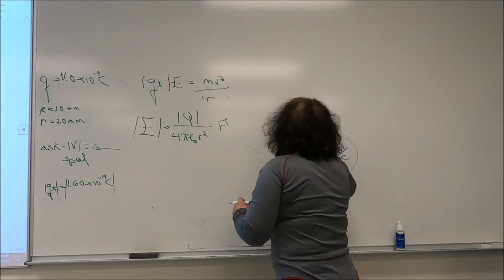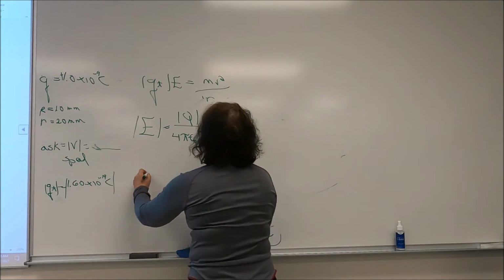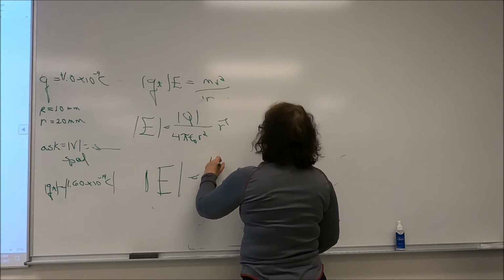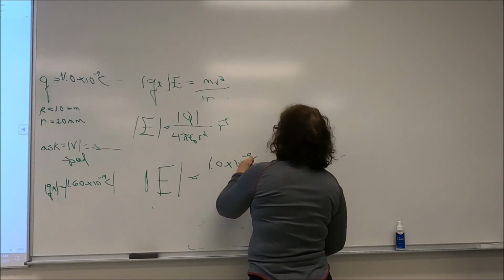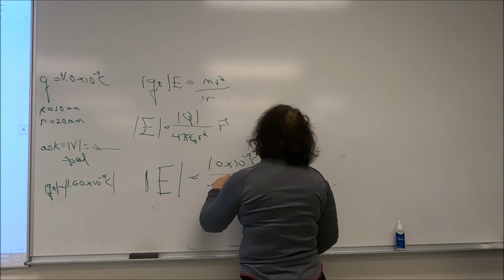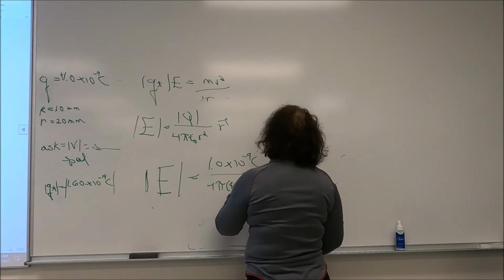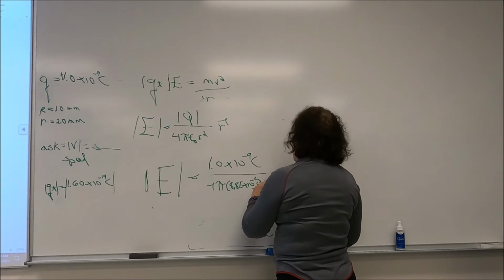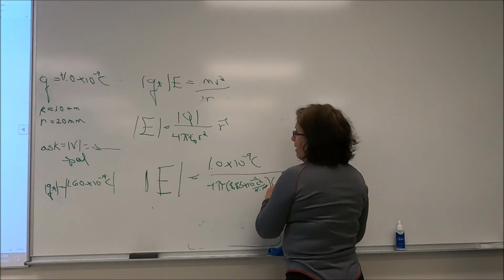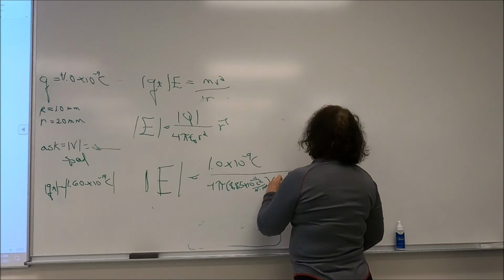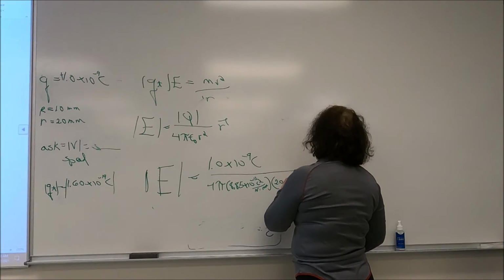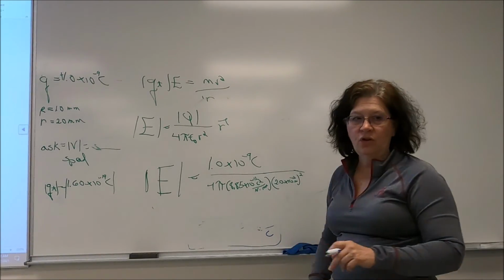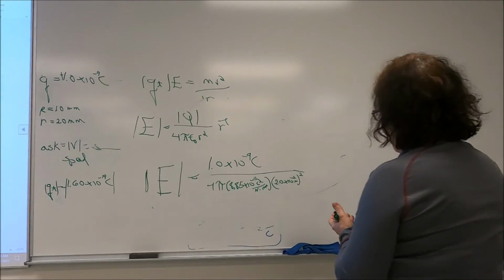Now, first thing we need to do is get E. The charge was 1.0 times 10 to the minus 9 coulombs, over 4 pi epsilon 0, 8.85 times 10 to the minus 12 coulombs squared over newtons times meters squared, times the radius here, which is 2.0 times 10 to the minus 3 meters, squared. Don't worry about the r hat, we're not too hung up on the direction right now.